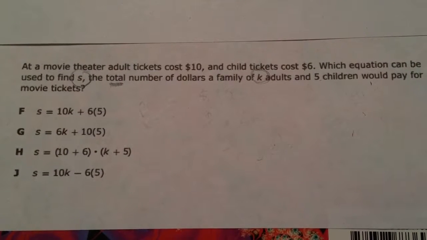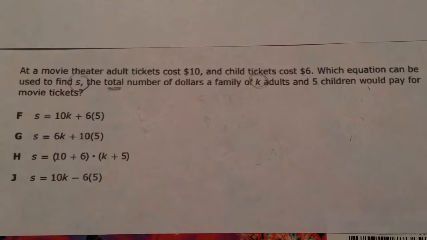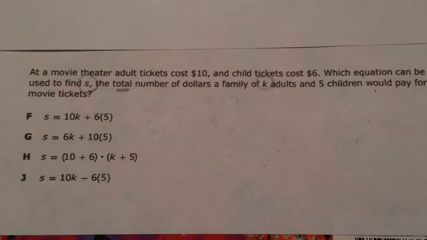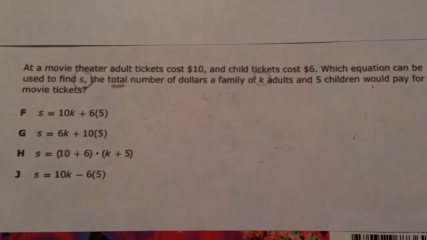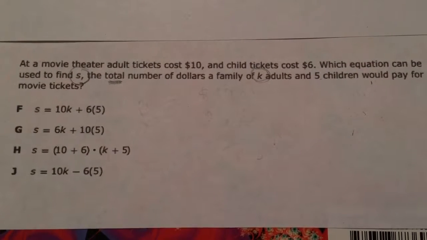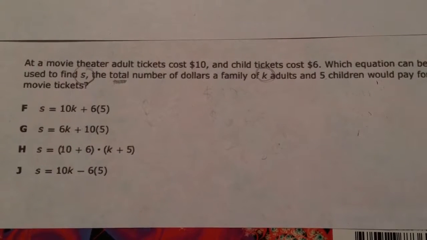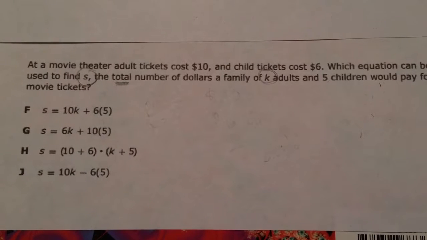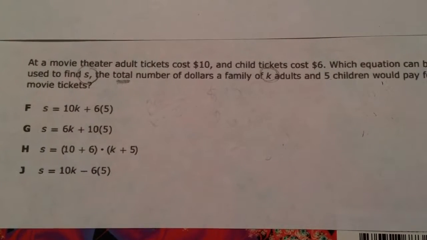At a movie theater, adult tickets cost $10 and child tickets cost $6. Which equation could be used to find S, the total number of dollars a family of K adults and 5 kids would pay for movie tickets? If you haven't had a chance to solve this problem, pause the video and find a solution, and then restart the video and see if you got the answer I got.